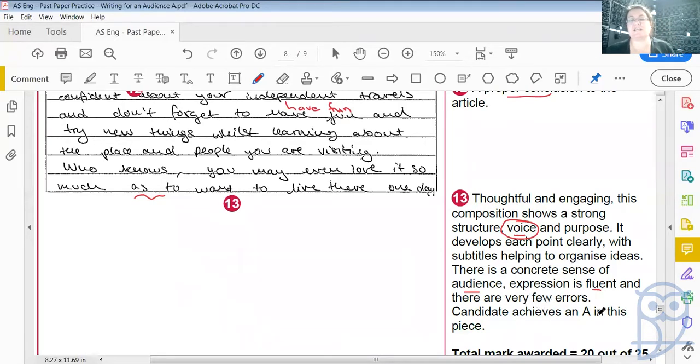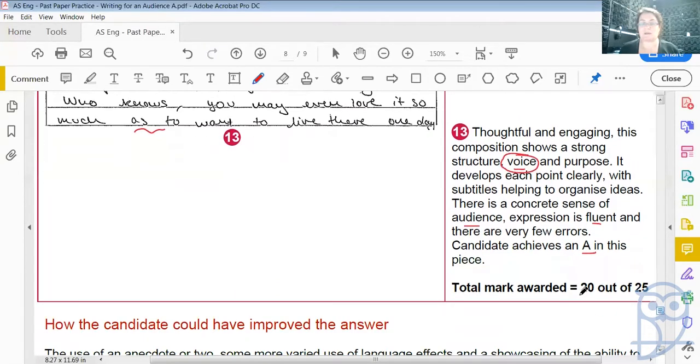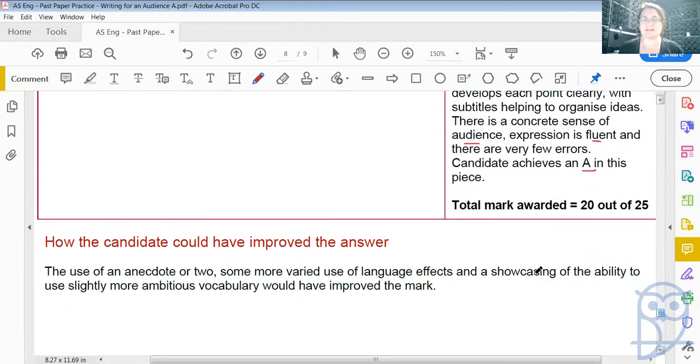This candidate achieves an A in this piece. So they got 20 out of 25. So perhaps if some phrases had been corrected in places and certain ideas perhaps elaborated on, although I think they did quite well, then they could have gotten a higher A grade. But to achieve an A is already brilliant with Cambridge. So well done to this candidate.